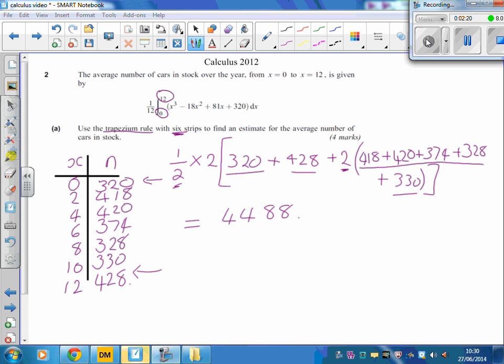4488. You then look back to the integral and see they actually only want a 1/12 of the integral, so we do 1/12 of 4488 to give me 374, and this is the average number of cars in stock. And again, you can sort of check your answer mentally, because from question 1 we knew the cars went between 300 and 450, and so this value is sort of in the middle, so that actually works quite well.